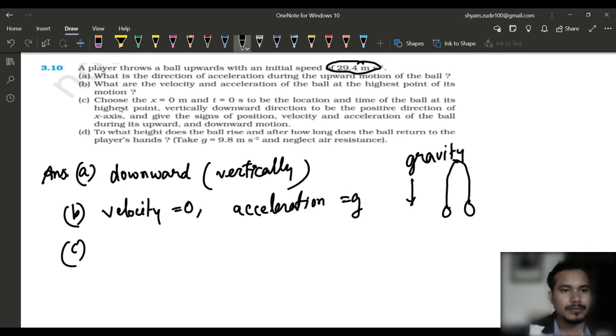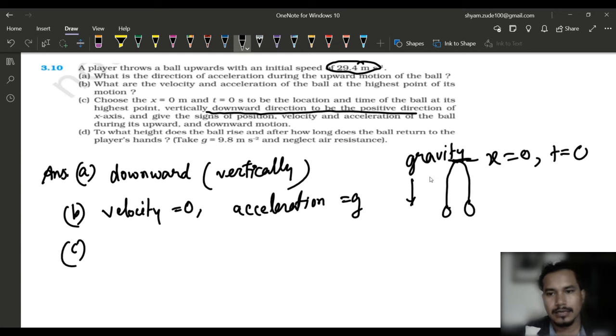Next question, number C. Choose x equal to 0 meter and t equal to 0 second to be the location and time of the ball at its highest point. So this highest point you take to be x equal to 0 and t equal to 0, and the vertically downward direction is to be the positive direction. If we take this to be positive, then give the signs of position, velocity, and acceleration of the ball during upward and downward motion.